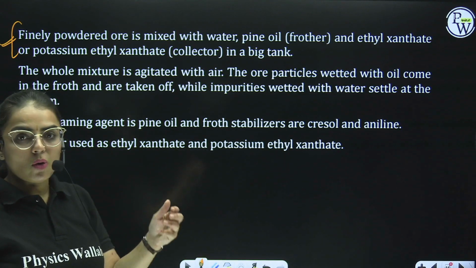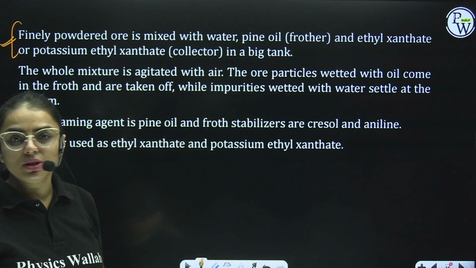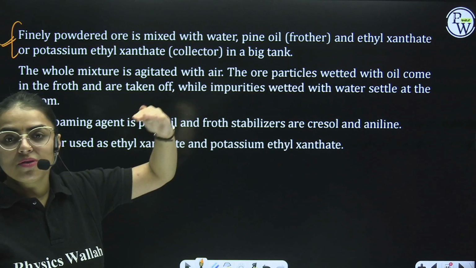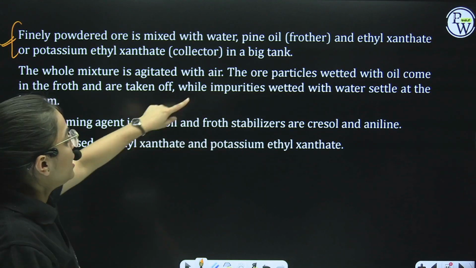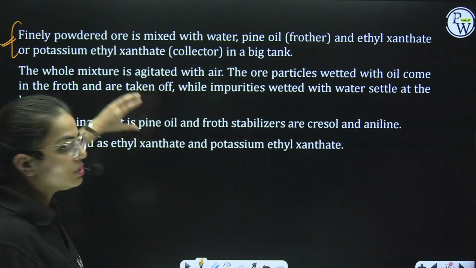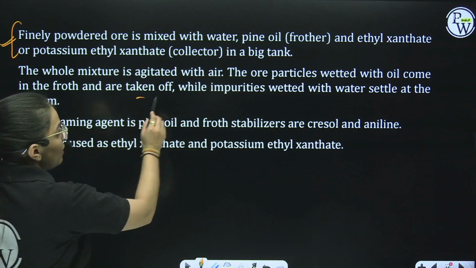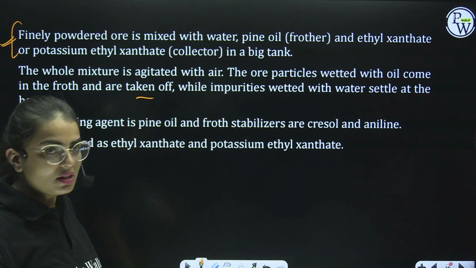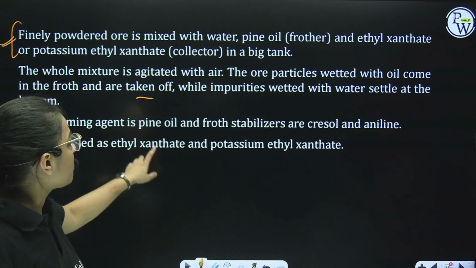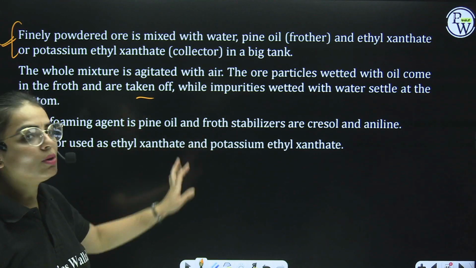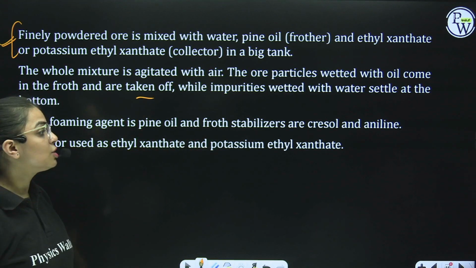So the ore will be wetted with oil, and oil will not mix into the water, it will come above. So the foam on top is basically the ore, right? The ore particles wetted with oil come in the froth, that means in the form of foam, and are taken off, while impurities wetted with water will settle at the base, right? Here the foaming agent is pine oil, and the froth stabilizers are cresol and aniline.